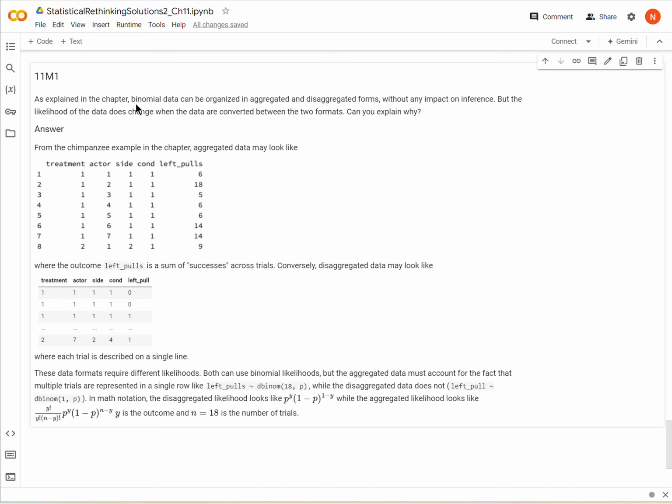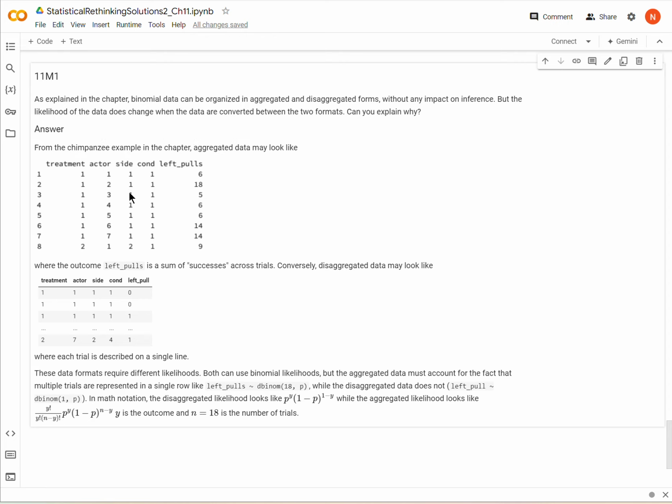As explained in the chapter, binomial data can be organized as either aggregated or disaggregated forms, without any impact on inference. In other words, when we run the analysis, we'll get the same answer regardless of how we formatted the data. But the likelihood of the data does change when the data are converted between the two formats. Can you explain why? I'm just using the chimpanzee data from the chapter.